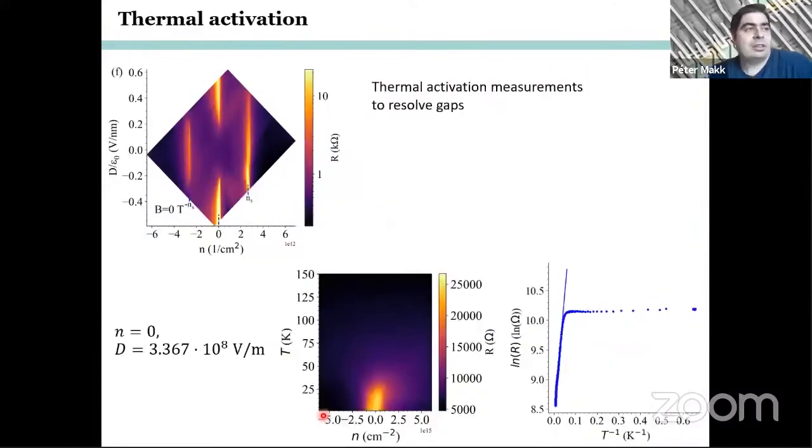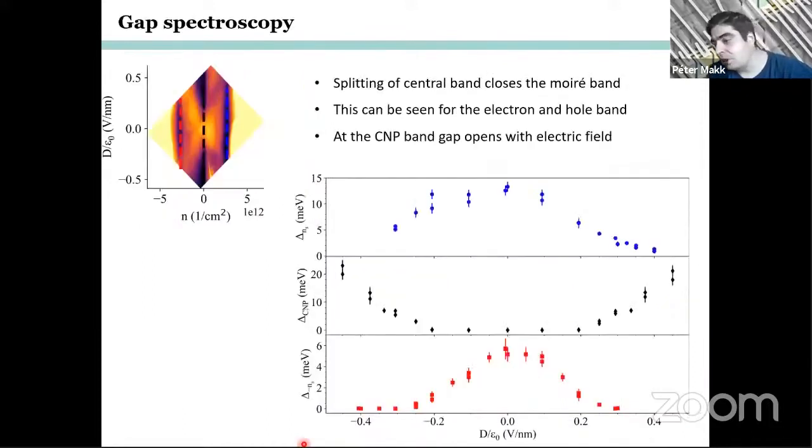So how to get these gaps? What we have done is that we did thermal activation measurements to get these gap sizes. We use such maps and fitting procedures as done in the literature, also by others. And here is a summary of what we have found. So these are the gaps as a function of displacement field for three positions, still without pressure. So this is the band gap at the positive electron side. This is the red one at the hole side.